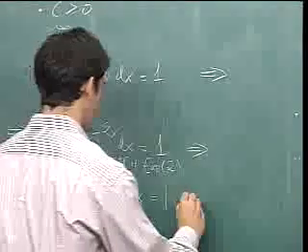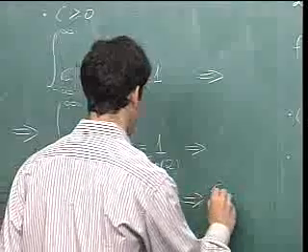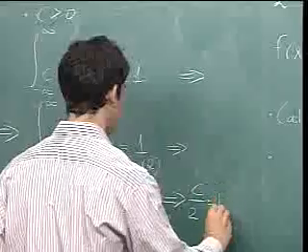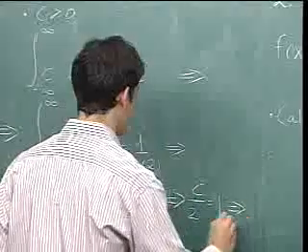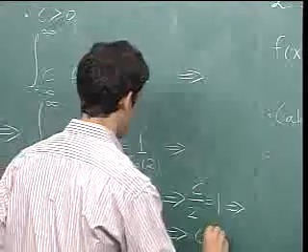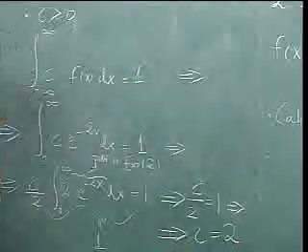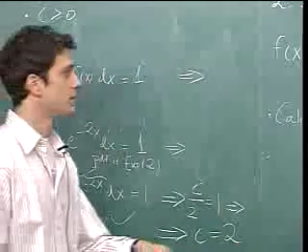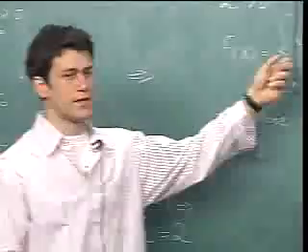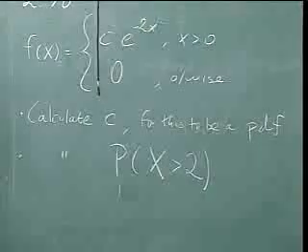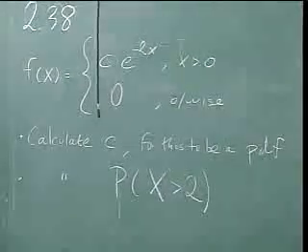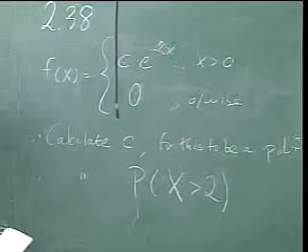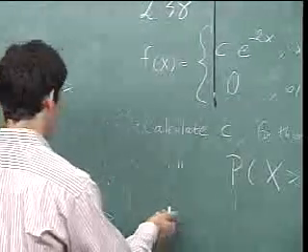Okay. So what do we get? In the end, we get that C over 2 has to be equal to 1. So C has to be equal to 2. Which is no big surprise, really. We can immediately see that this looks like an exponential. And now, given that it is an exponential, let's answer the second question.